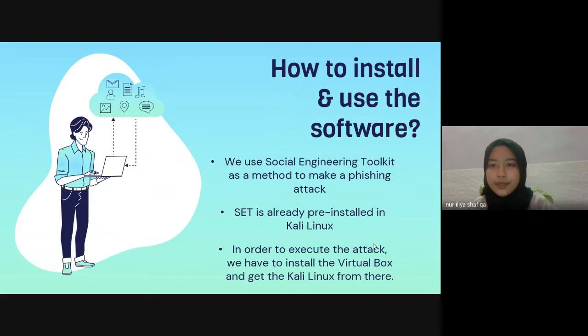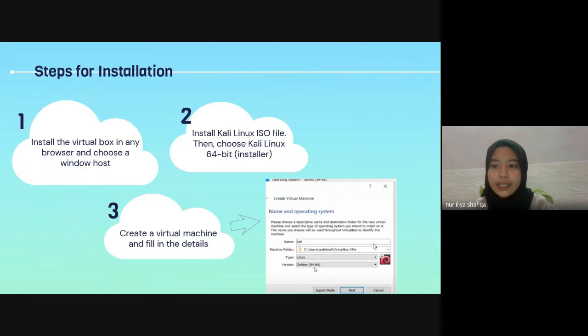Since the main purpose of MailSploit is email spoofing, alternatively, we can achieve the same objective using the Social Engineering Toolkit, which is already pre-installed in Kali Linux, and SMTP2Go as a service to send an email to a victim. So we use VirtualBox as an open source tool to get Kali Linux. Here are the steps on how to install VirtualBox and get Kali Linux, and how to use the Social Engineering Toolkit.